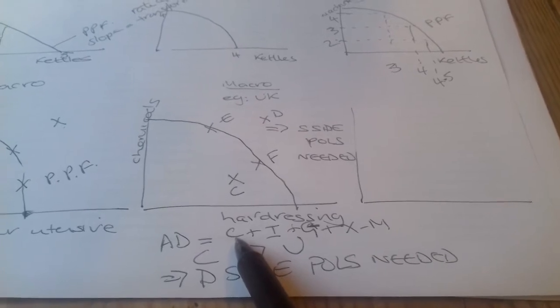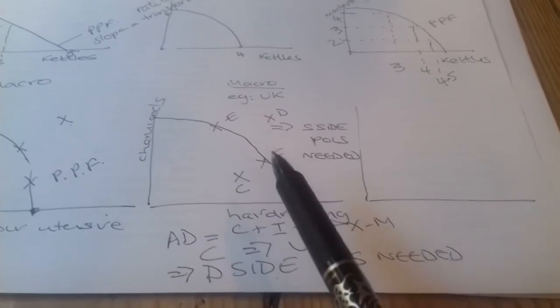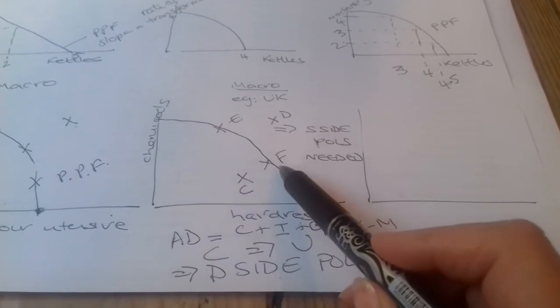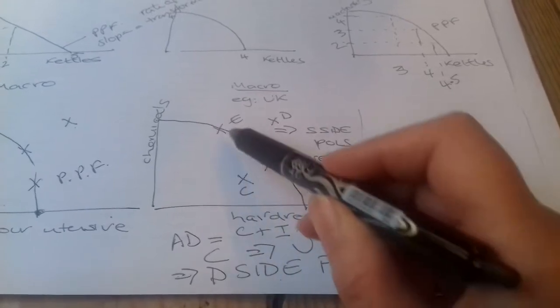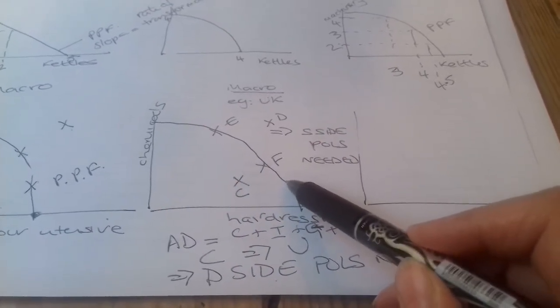By increasing the disposable income to households, household consumption, we're likely to see an economy move from a position of unemployment up to full employment, represented by any point on the production possibility frontier.